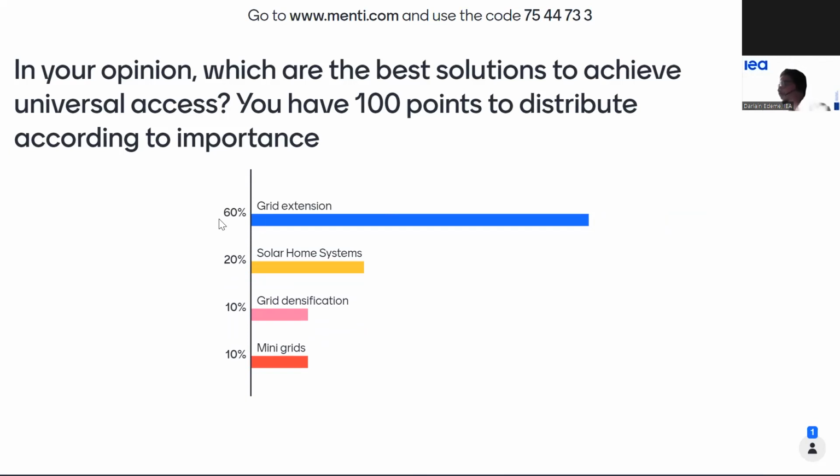So we have one person who says 60% importance, like he had 60 points accounted to the grid extension. Think about those 100 points as a budget, and you can decide, for example, to allocate this budget to a program dedicated specifically to each of these technologies, and try to think how you would ideally distribute this budget. That could be, for example, a country budget, how you would allocate it across these four technologies, these four solutions.